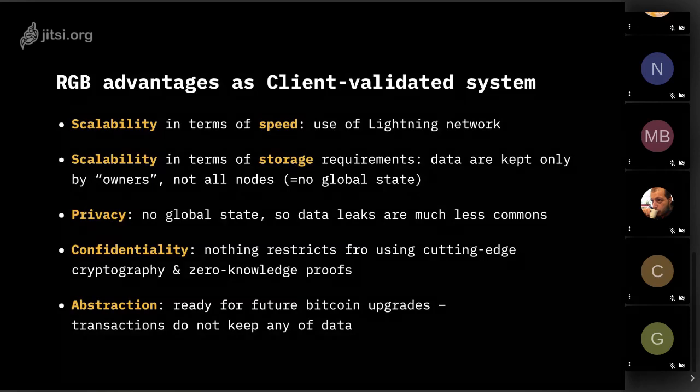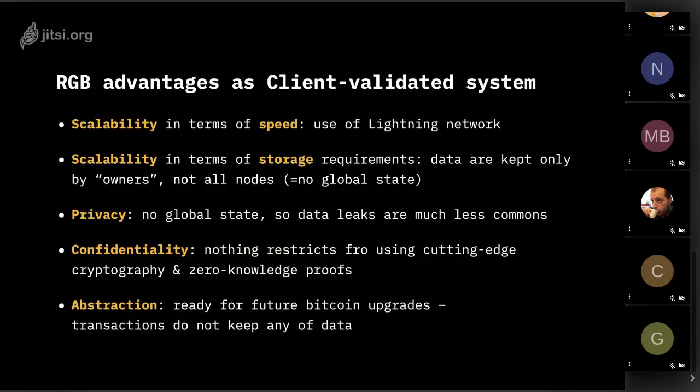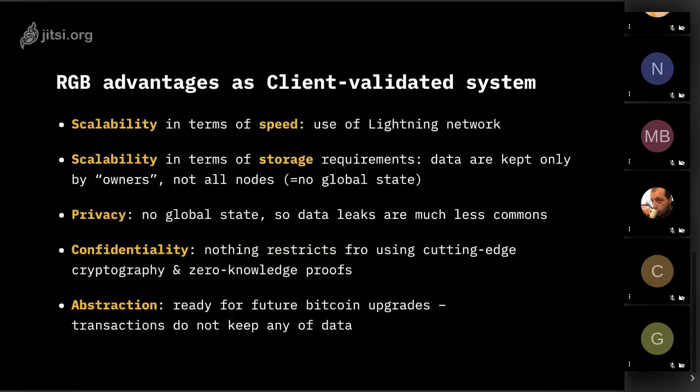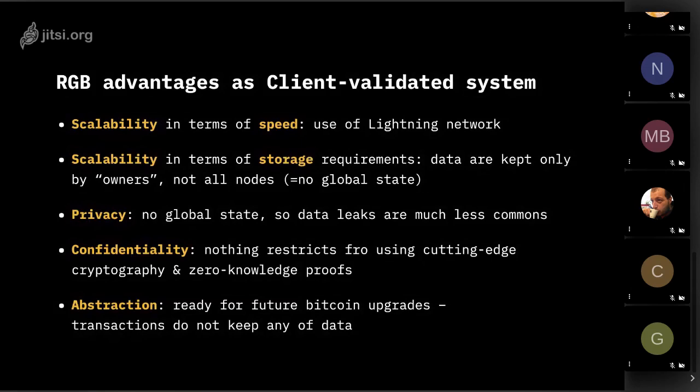It is quite private. It has no global state, as already described, so data leaks are much less common than with any other blockchain system, where you can have chain analysis tools. It is more confidential because nothing restricts you from using cutting-edge cryptography and zero-knowledge proofs. Unlike with global consensus systems, blockchains, where the introduction of zero knowledge creates global risks of bugs, here, with a client-validated state, only the owner and the issuer take specific risks, and there is no global system risk of using zero-knowledge proofs. And on abstraction, as I already described, RGB is ready for future Bitcoin upgrades. Transactions do not keep any data, and if the Bitcoin transaction structure changes, it wouldn't create big problems for RGB at all.